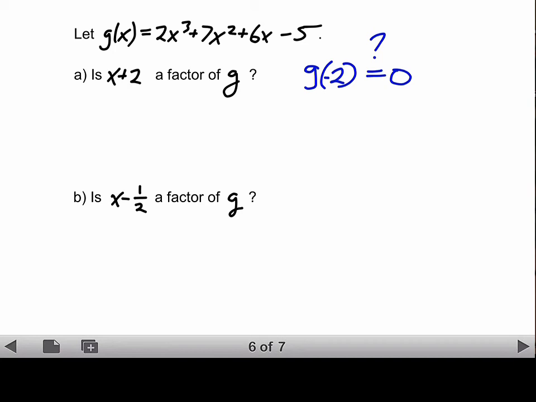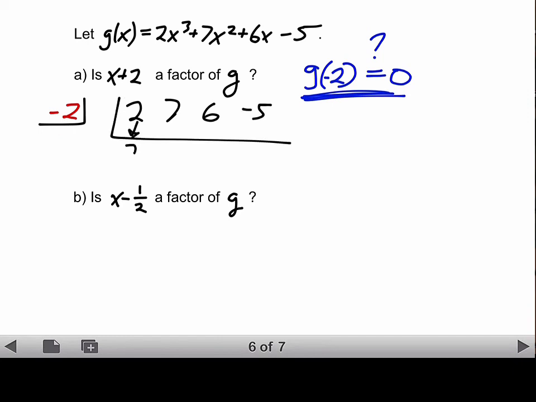What's the quickest way to find out if that's true? You could certainly evaluate it, but I'm going to use the remainder theorem. I'm going to put negative 2 in the penalty box because we changed the sign on that thing. And the polynomial is in descending order. We're not missing any exponents. The coefficients are 2, 7, 6, negative 5.